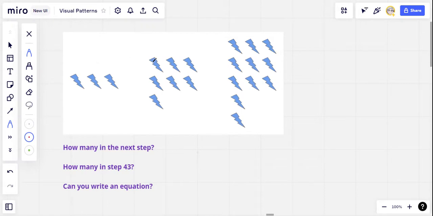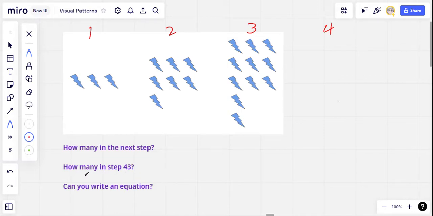So here is our visual pattern. We've got all these lightning bolts growing in number. Here's step 1 of the lightning bolts, here's step 2, here's step 3. And your challenge is to use your visual intuition and mathematical abilities to predict the number of lightning bolts in step 4. And then if you can, the number of lightning bolts in step 43. And can you write an equation along the way that would model the number of lightning bolts in any step at all of this pattern? So that's the challenge. If you'd like to give that a try, pause the video.